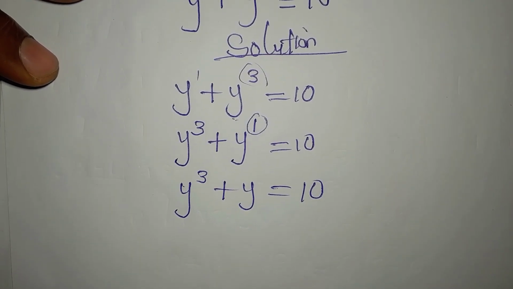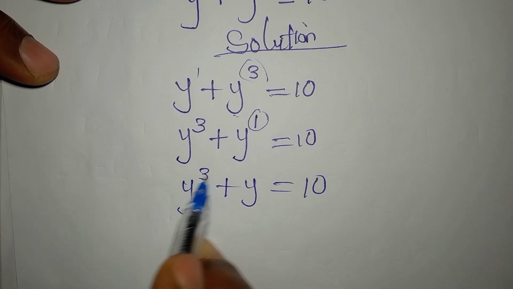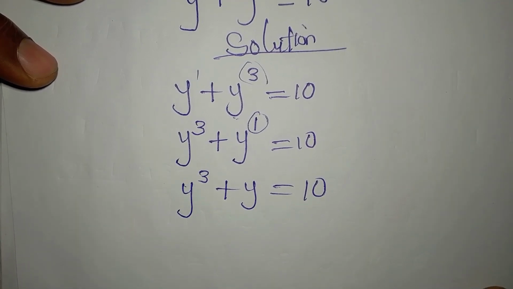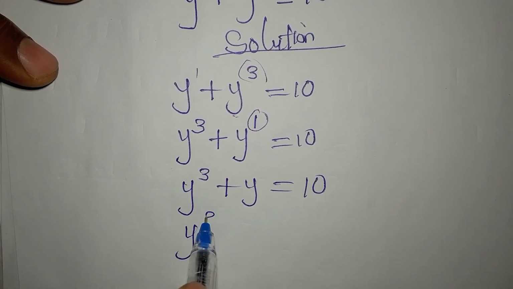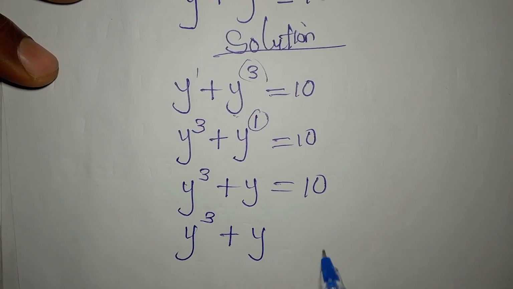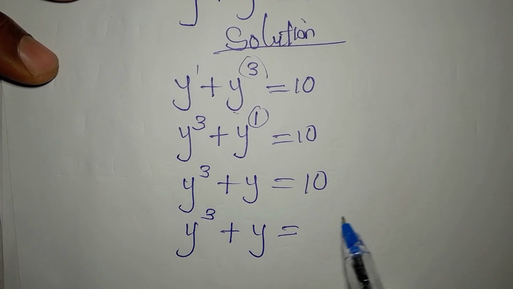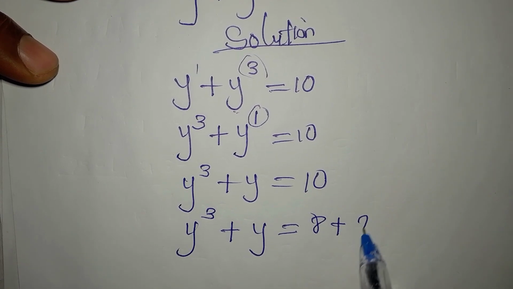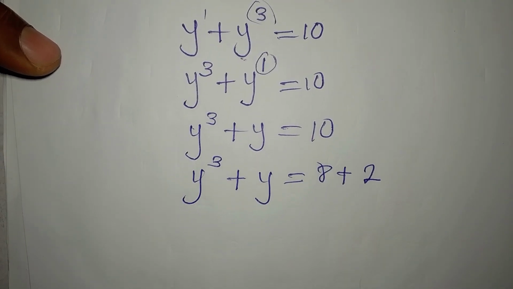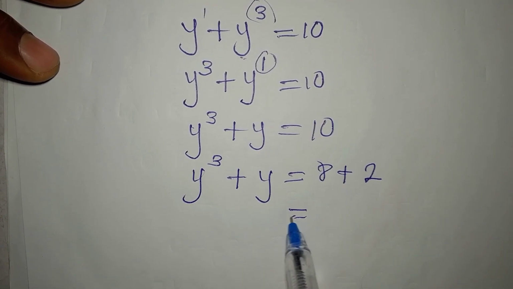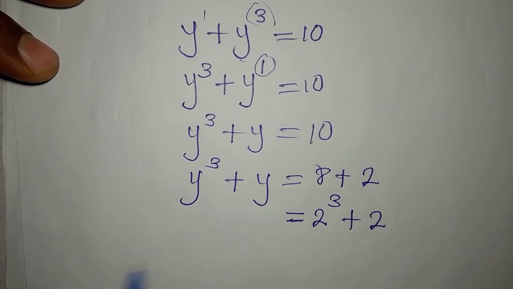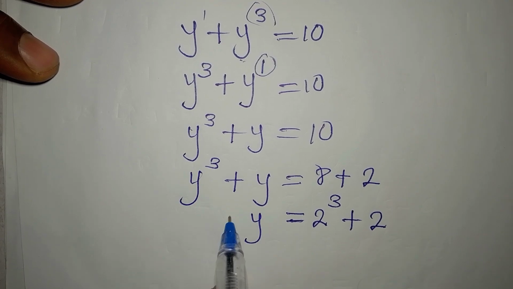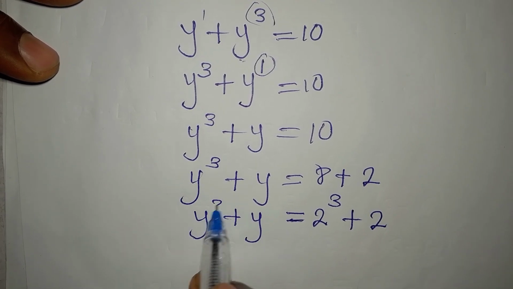And then, even if you factorize this, it will not be easy for you to proceed. So let's express this in this form. y to the power of 3 plus y is equal to this 10 here. We're going to write it as 8 plus 2, because if you process this, you're going to have 2 to the power of 3 plus 2. And that is already like what we have on the other side of the equation.